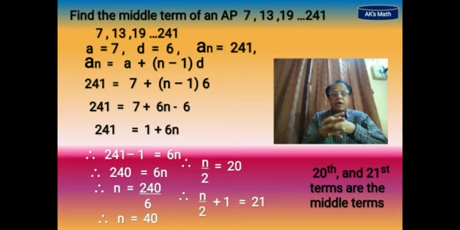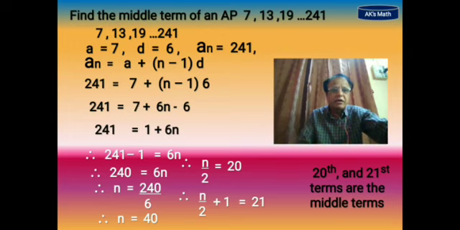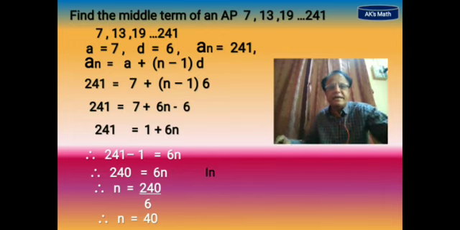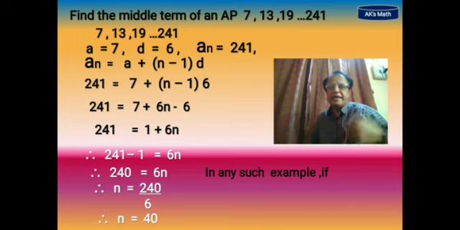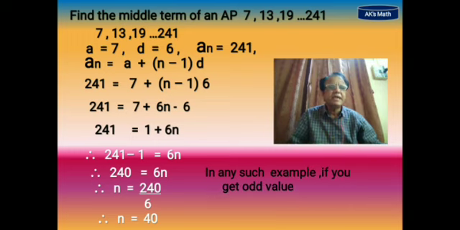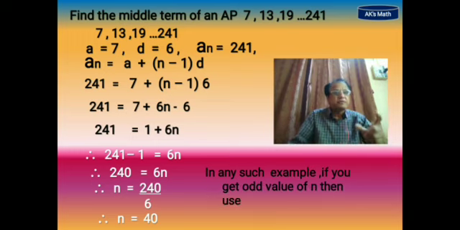Okay, now n is equal to 40. That's why two terms. How the two terms are middle? Just imagine that AP. If you skip the first 19 and if we skip the last 19, then the middle two terms 20 and 21st both are the middle terms of this AP. And if in any example, अगर किसी example में n की value odd आ गई तो then what to do? n की value अगर odd आ गई तो हमको क्या करने का? If n is odd in any example, then you have to use a special formula.